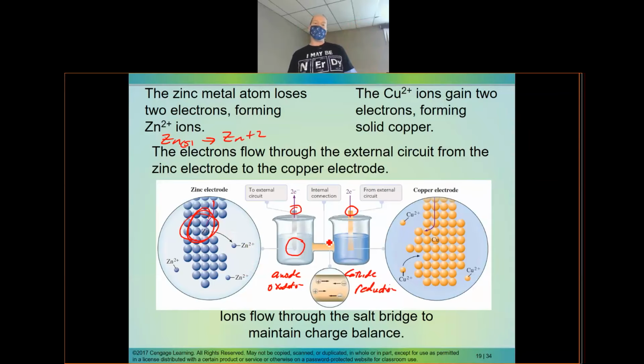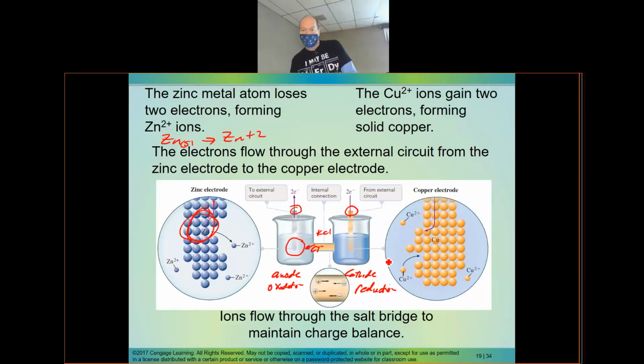Without the salt bridge, you're going to have a giant buildup of plus 2 zinc. You're going to have a huge plus 2 charge. So if you have KCl, the Cl minus is going to go in here and neutralize the zinc plus 2, so it doesn't have a buildup of charge.